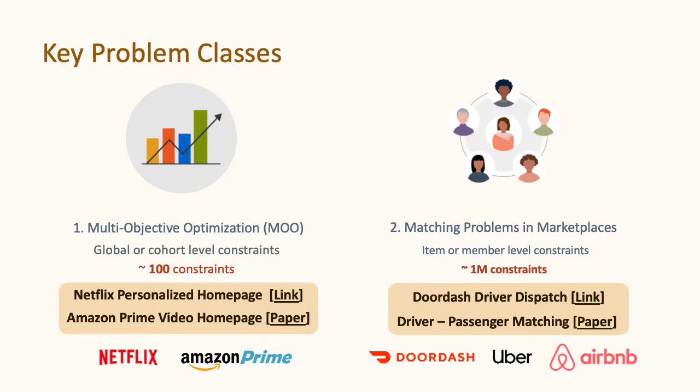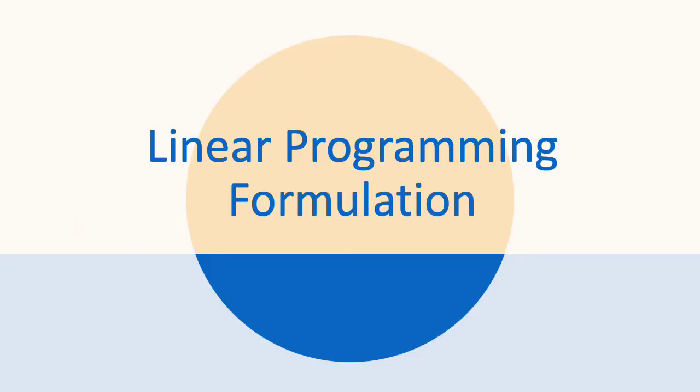So matching in marketplaces is the second key problem class where the number of constraints is much larger than MOO problems. Many companies providing services in the gig economy are solving such matching problems, like drivers to riders on Uber or hosts to visitors on Airbnb. We now look into how we should translate these business problems into a linear programming formulation.